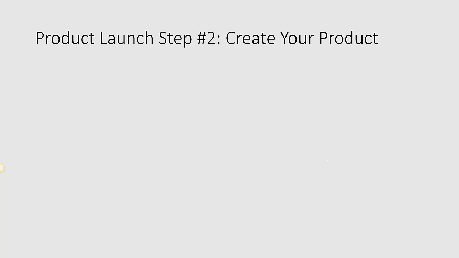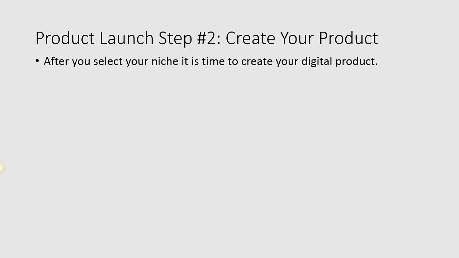a product around. So the first part of the product launch, step number 2 here of this entire process, step number 1 is choosing your niche. Step 2 is to start creating your product. After you select your niche, it's time to create your digital information product.